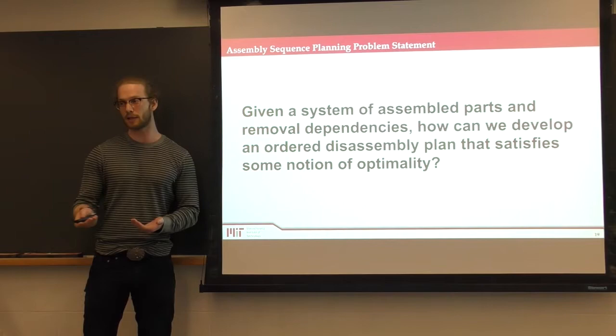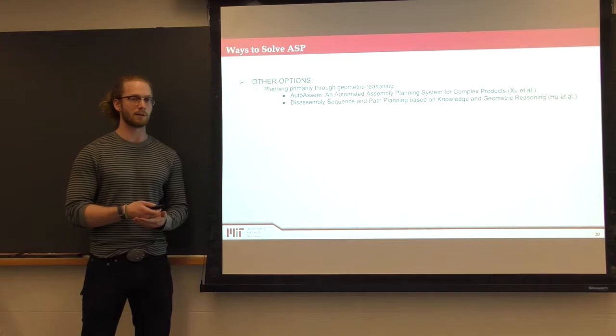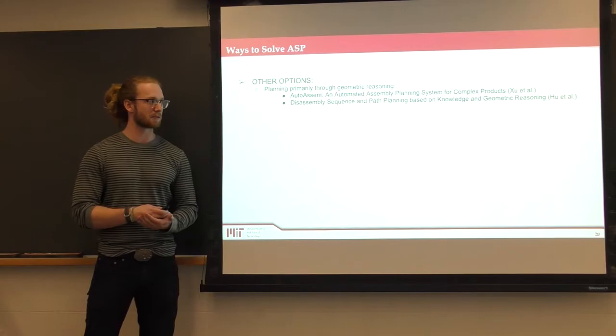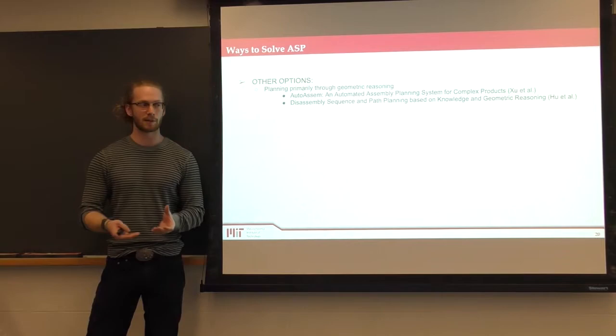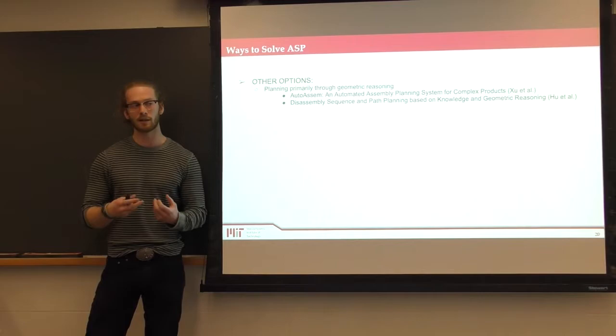So before we talk about the algorithm we decided to study in depth, there's a couple other options we looked at briefly. So the first is planning primarily through geometric reasoning, which are approaches that generally require a CAD model. So you input a CAD model into a system, it does the search based on the CAD model. These are good approaches. We decided not to pursue them because a lot of the geometric reasoning is done within the CAD model, and we want to really see how that's done and get our hands dirty with it. So we decided to go with something a little bit more fundamental.